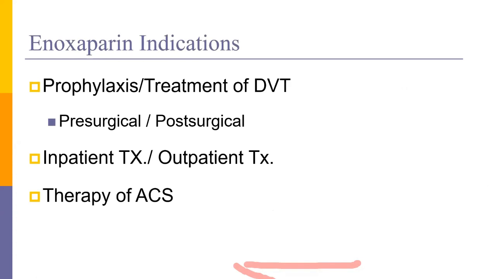So the enoxaparin indication is in prophylaxis or treatment of deep vein thrombosis, as we have seen how it comes in, in the pre-surgical and post-surgical setting, inpatient treatment, outpatient treatment, and then therapy in acute coronary syndrome.